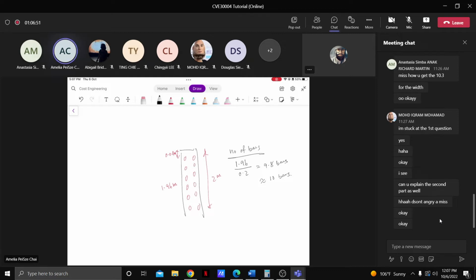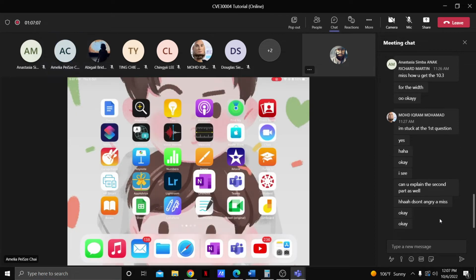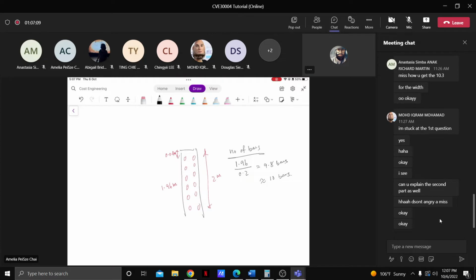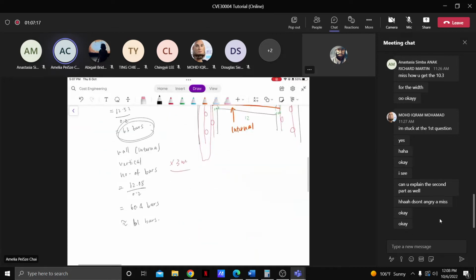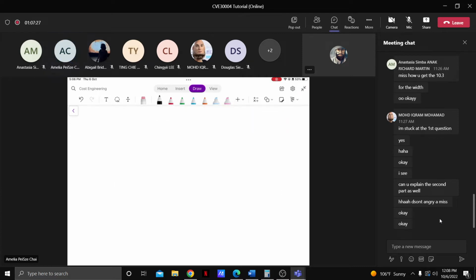Any problem with reinforcement? Don't mind, instead of Excel we move faster. Later cannot finish by 6. So reinforcement, all okay. Then we move to the concrete. Concrete is easier.